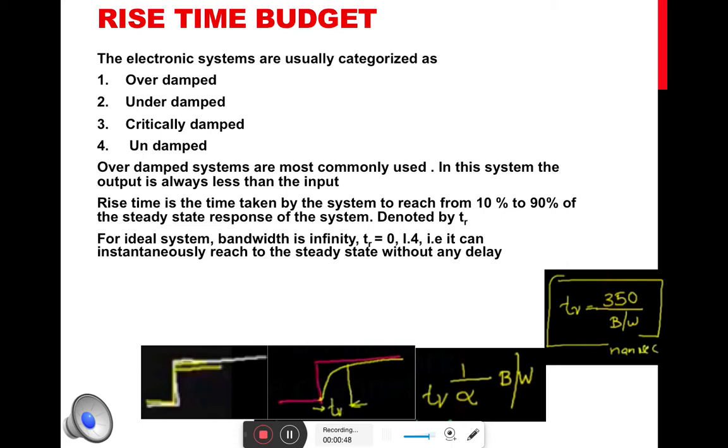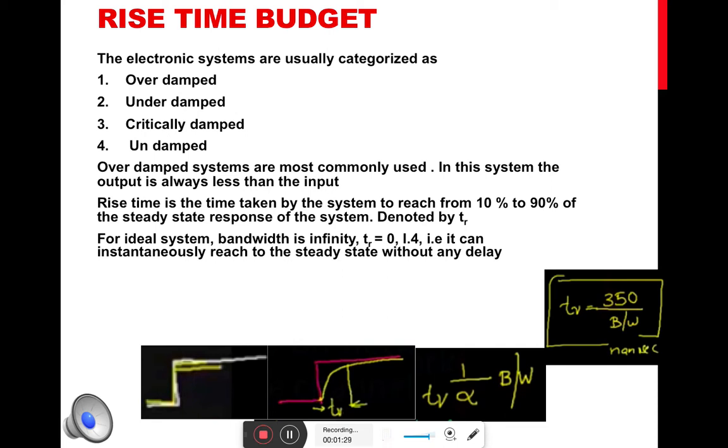Next is the definition for rise time. The rise time of a system is the time taken by that system to reach from 10% to 90% of the steady state response, and the rise time is denoted by the letter TR. As you can see from the figure, there is an input signal marked in red, and the system response marked in yellow. The time taken to reach from the lower value, around 10%, to the 90% of the higher value, that time period is known as the rise time, and it is denoted by the letter TR.